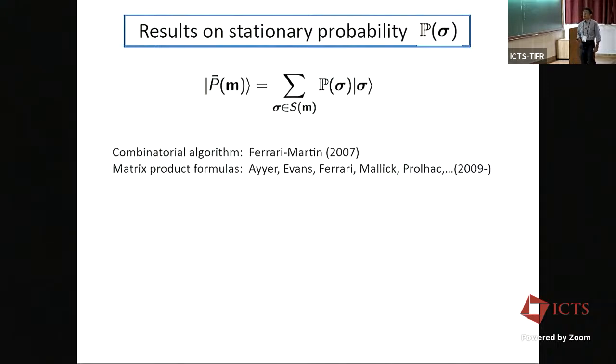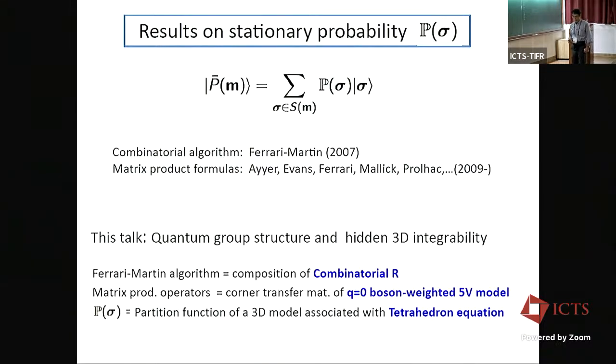In 2007, Ferrari and Martin invented a combinatorial algorithm to construct this quantity. At around the same time, many people tried to obtain an explicit formula for this number by using the so-called matrix product approach. My talk takes an approach from a somewhat different angle.